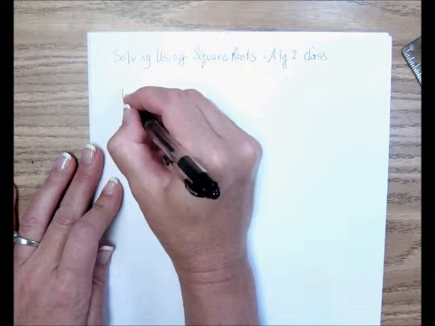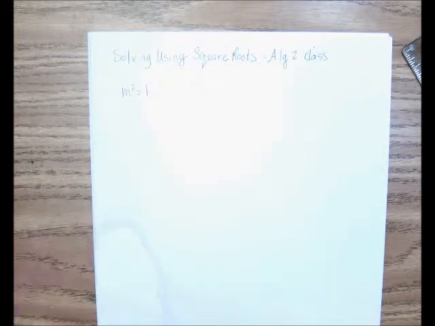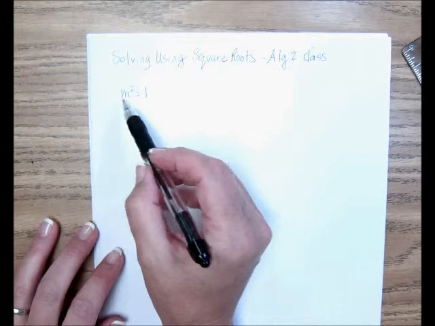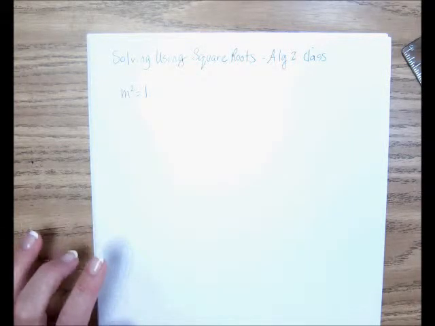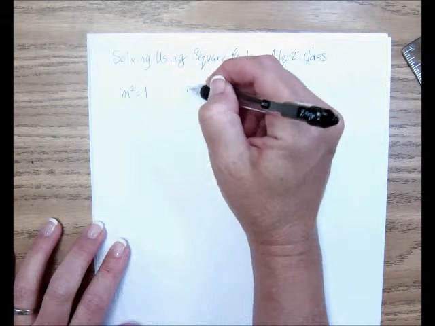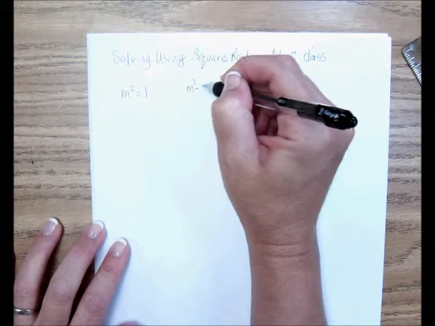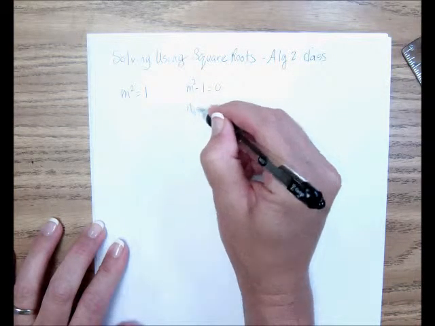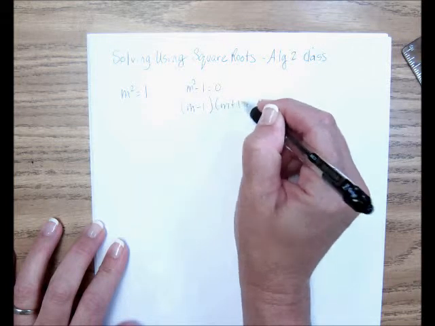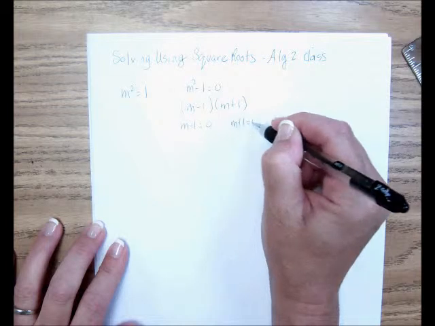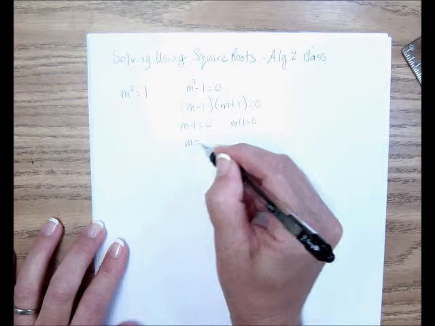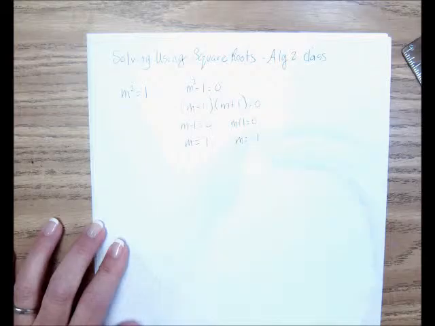So we started out our examples with m squared is equal to 1. And we talked a little bit about why we would want to solve this problem using the square root method instead of factoring it out. Now we could factor it out. When I talk about factoring it out, I mean m squared minus 1 is equal to 0, and it ends up being m minus 1 times m plus 1. And so then we set m minus 1 equal to 0 and m plus 1 equal to 0. And then I solve: m is equal to 1 and m is equal to negative 1.